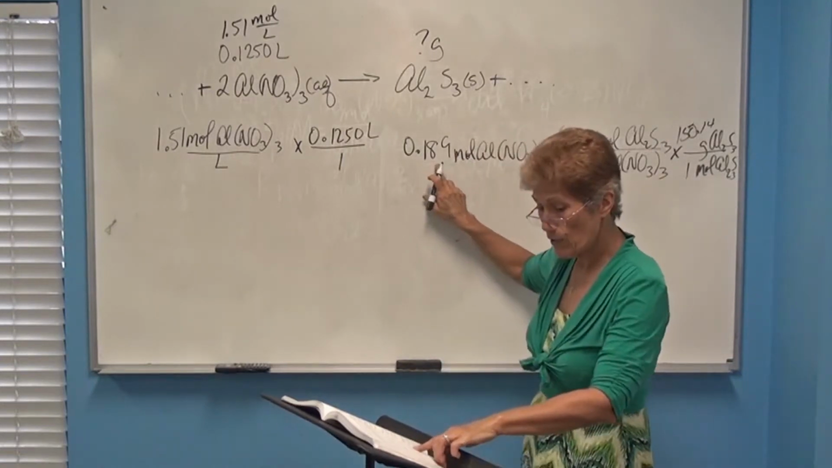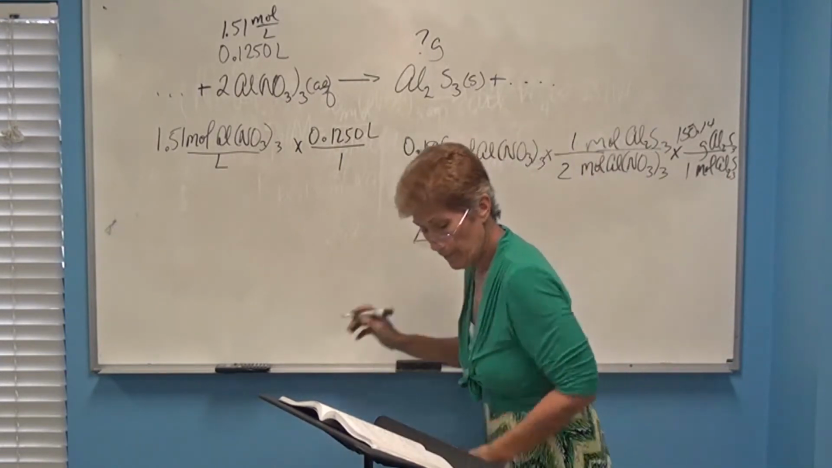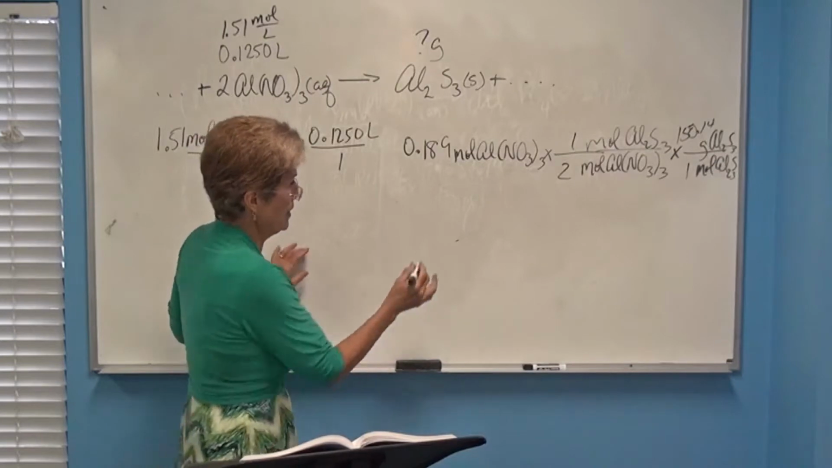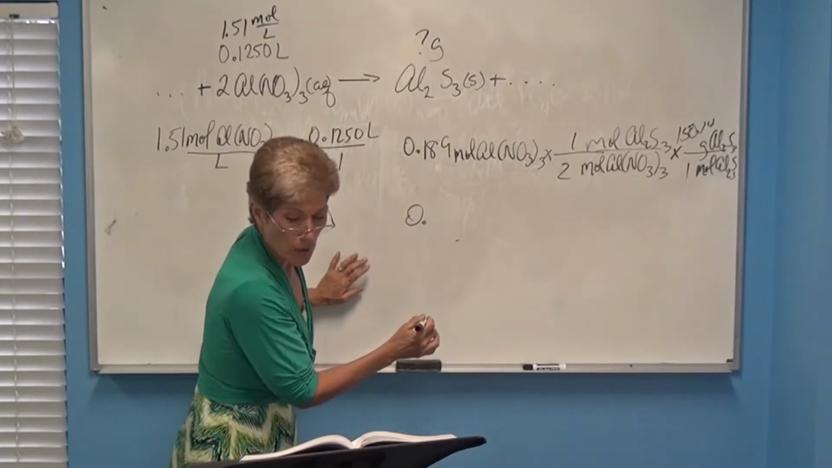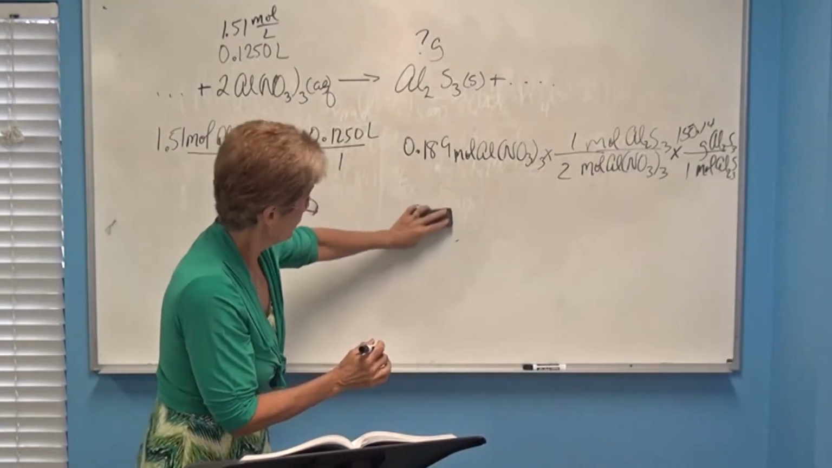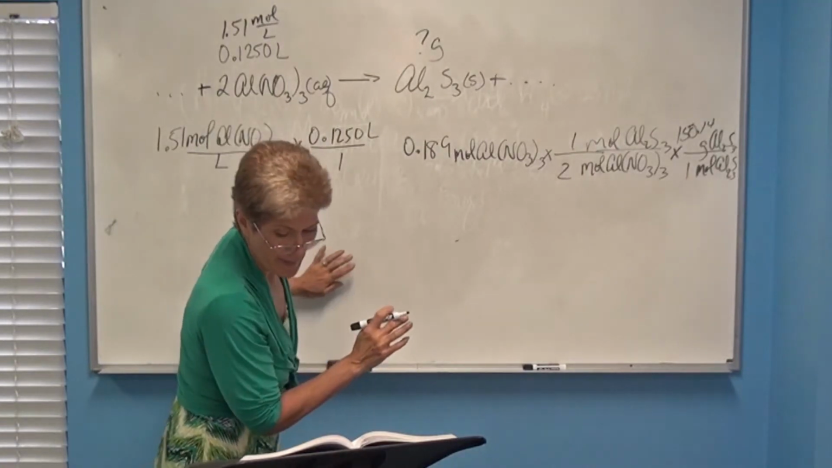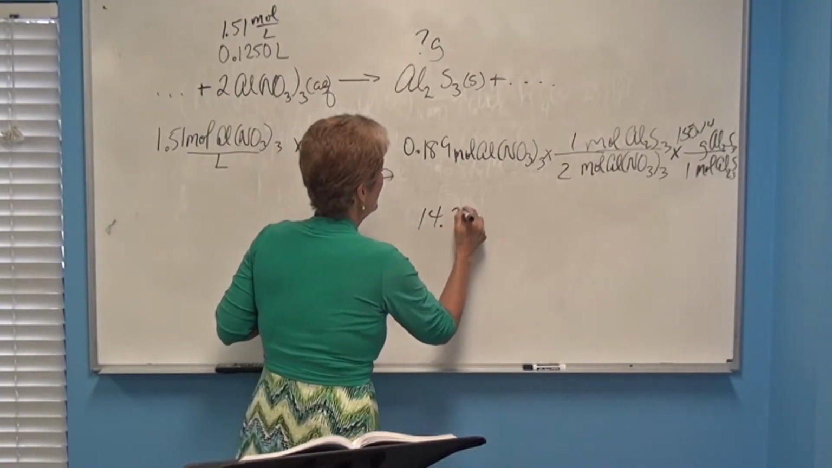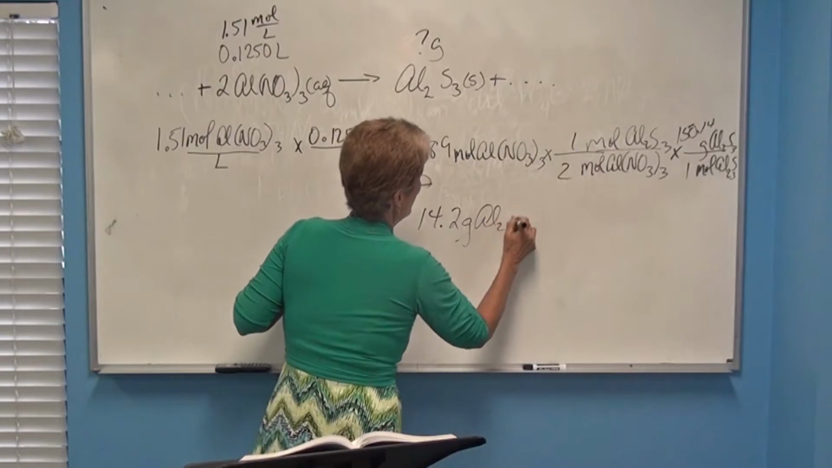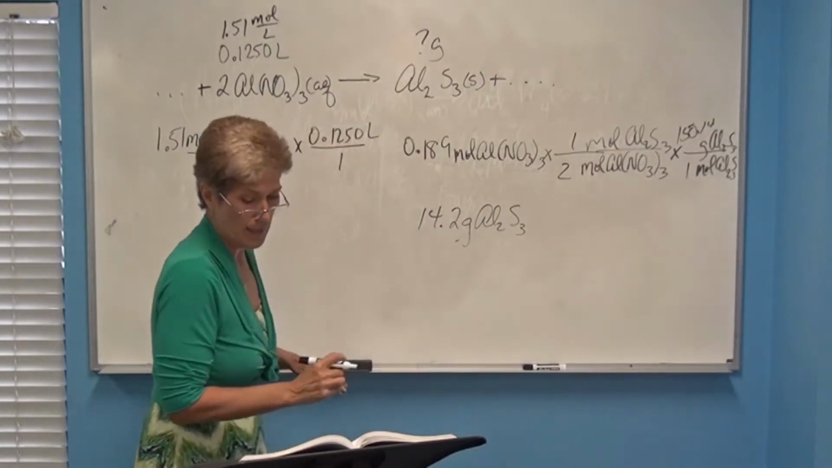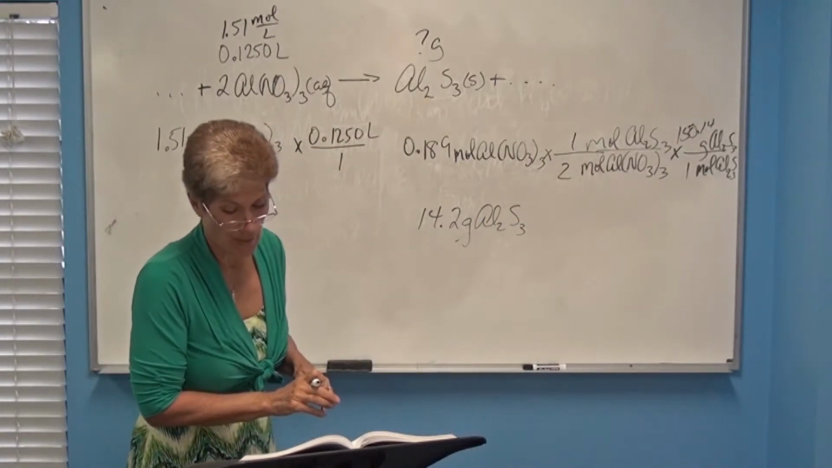3 significant figures. So it's going to be, I'm going to get out of your way in case you need to see it, 0. Whoops, I'm so sorry. Don't panic. 14.2 grams of aluminum sulfate. 3 significant figures. So that's number 10.